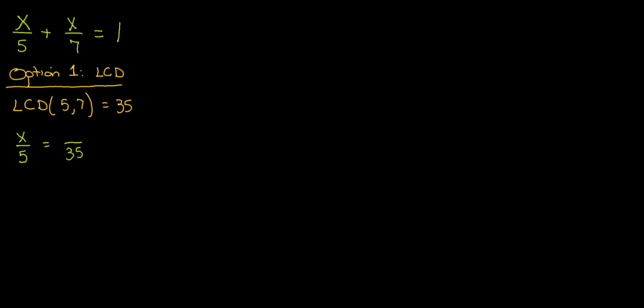So x over 5, or x fifths. If I want to get a denominator of 35, what do I need to multiply by? Well, I need to multiply the bottom by 7. If I do that to the denominator, I better also do it to the numerator, otherwise I'm going to change the value of that fraction. So up in the top here, I'm going to have 7x.